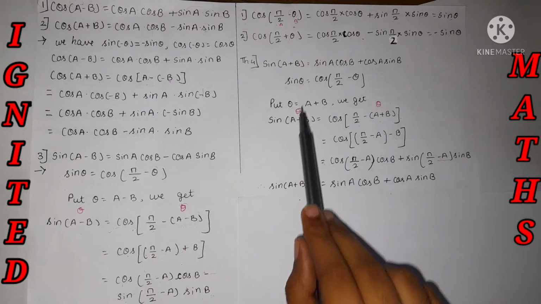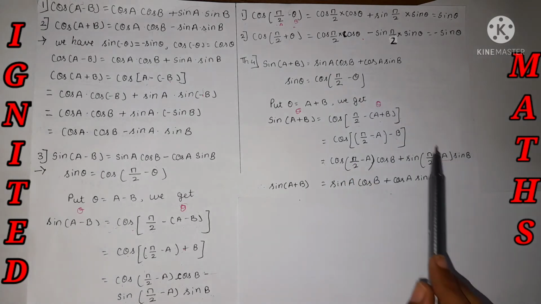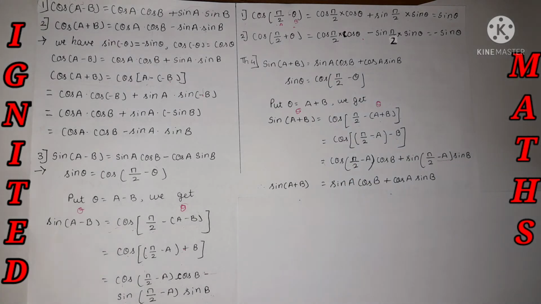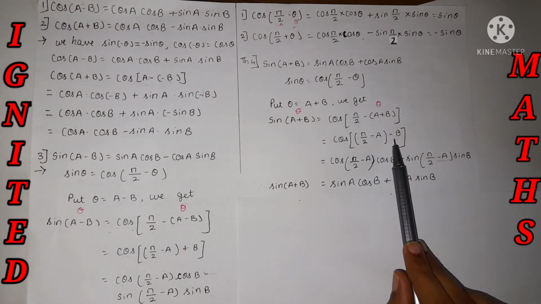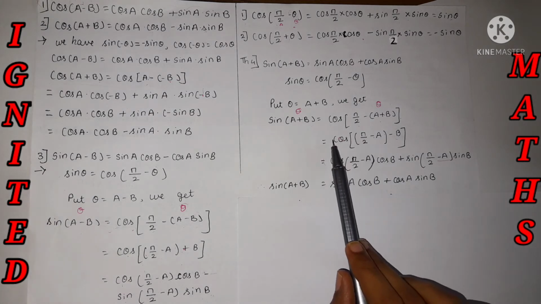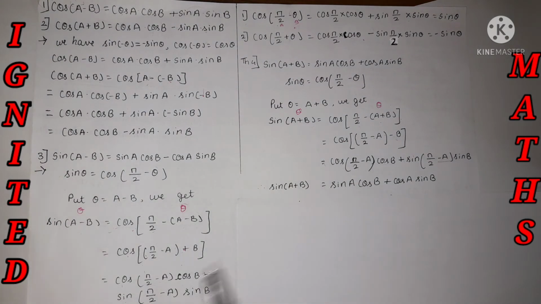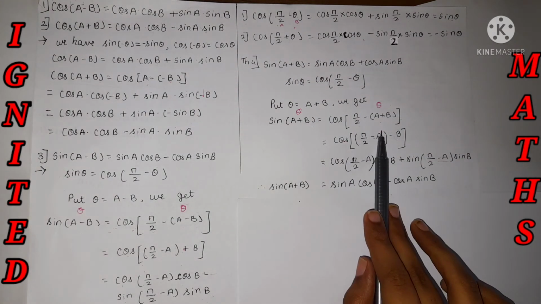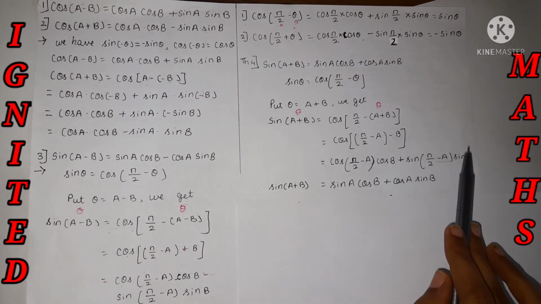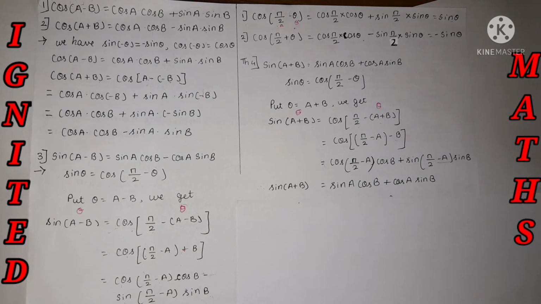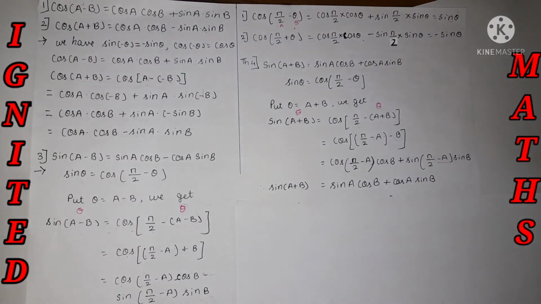It's nothing but sin theta, which is cos(pi/2 - theta), and here we put the value of theta as A plus B. It's nothing but cos((pi/2 - A) + (-B)). So it's nothing but the cos(A - B) formula. Just apply it over here: it's cos A cos B plus sin A sin B. As I mentioned, this is my A angle and this is my B angle. Just correlate with the formula and we are getting it.